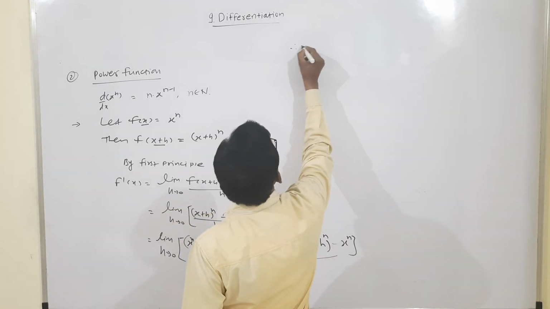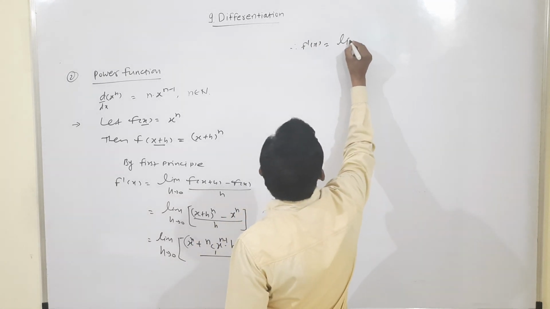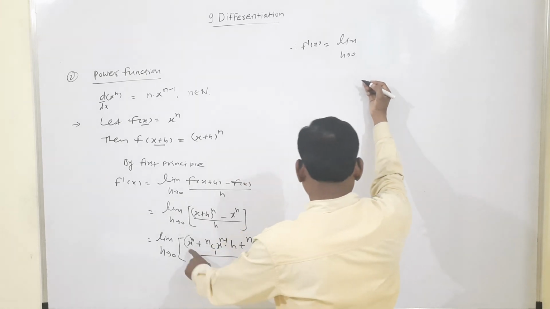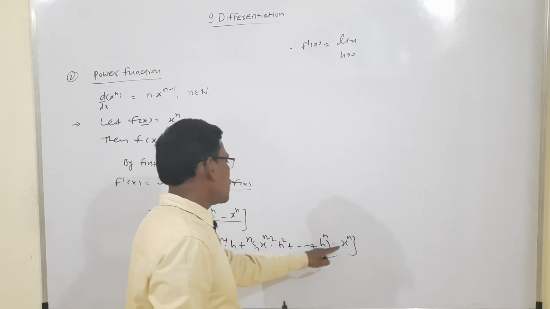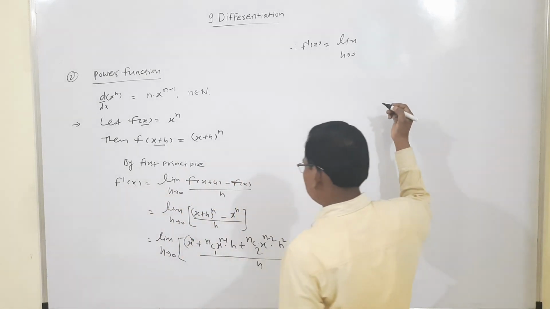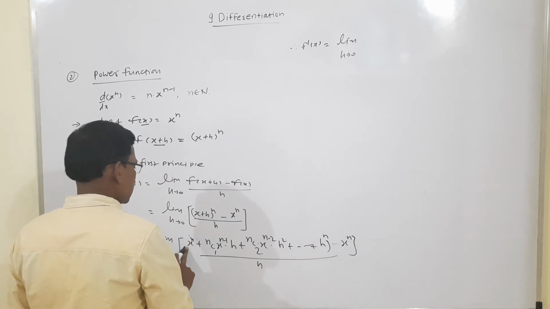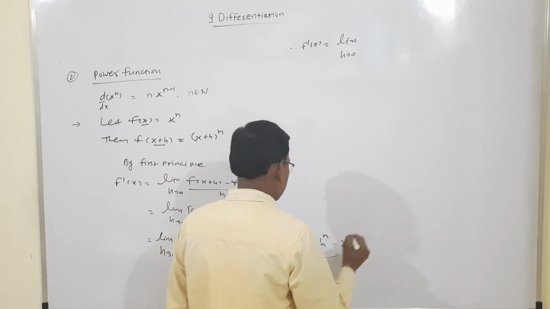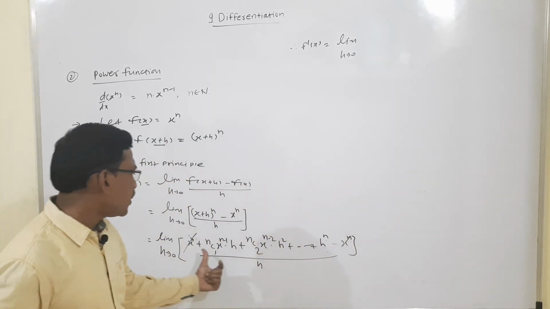Therefore f dash x equals the limit as h tends to 0. Here we cancel out these two terms, x raised to n and minus x raised to n. Now from the remaining terms we take h common.